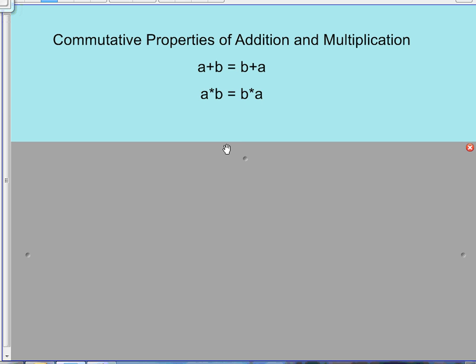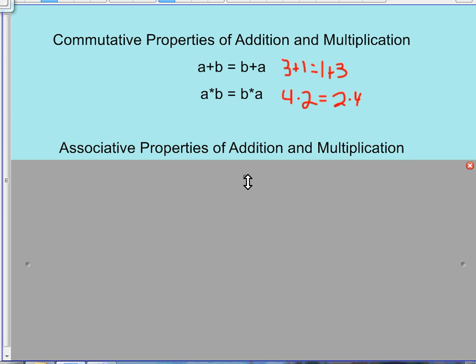The commutative properties of addition and multiplication state that if you have A plus B, it equals B plus A. So what that means is if I have 3 plus 1, it also equals 1 plus 3. You can switch the order and it will still stay equal. Same with multiplication. Instead of adding, you're multiplying. So we could do 4 times 2 equals 2 times 4.